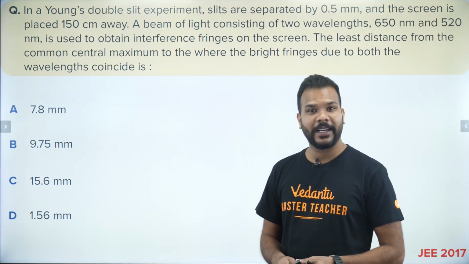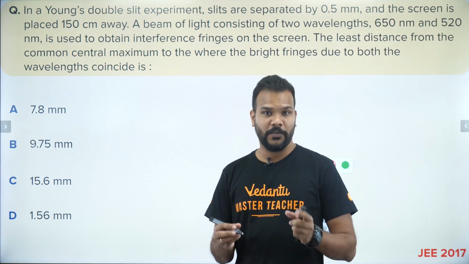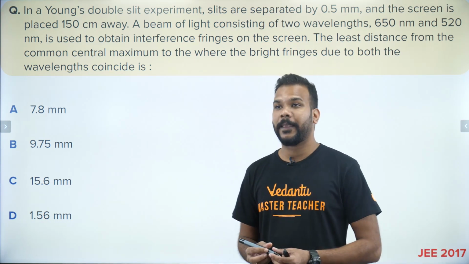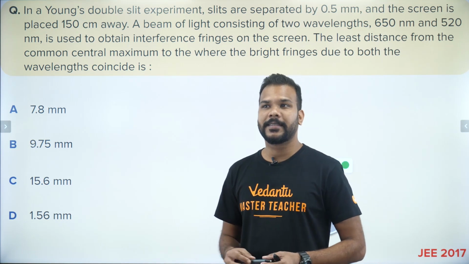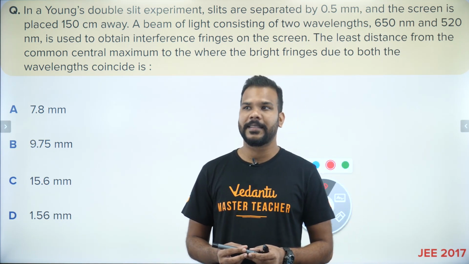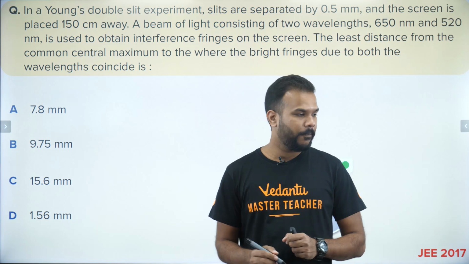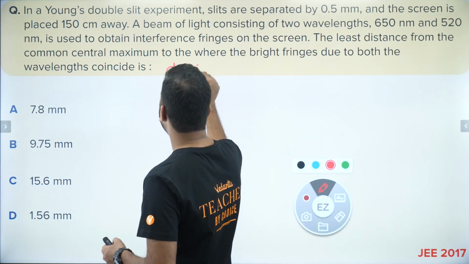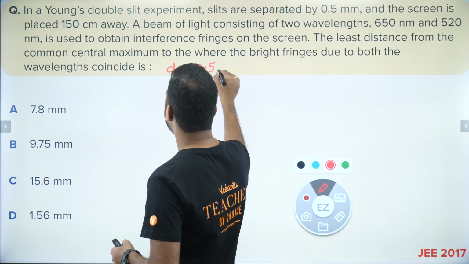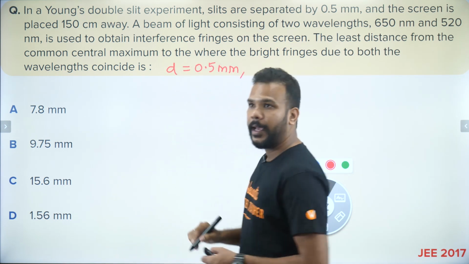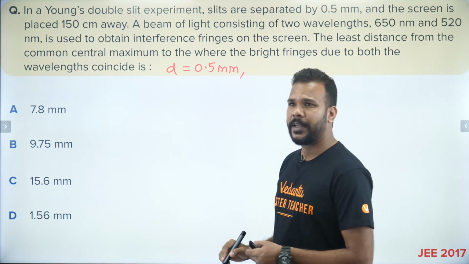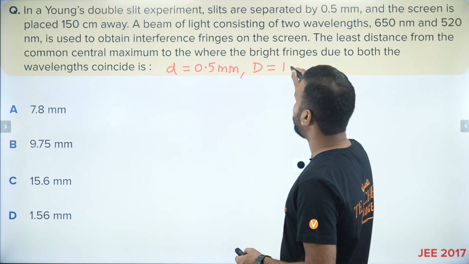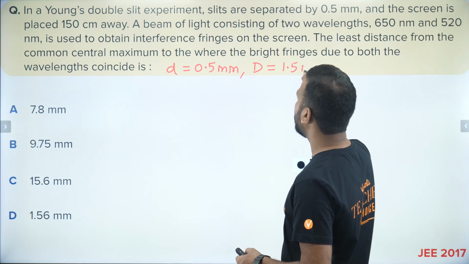So what you see on your screen is the very first question, which is from the wave optics part, and the question is from JEE 2017. Okay guys, the question says that in a Young's double slit experiment, slits are separated by 0.5 millimeter. Okay, so let me along with this start writing. So d is given to us as 0.5 millimeter. Okay, and the screen is placed at 150 centimeter away, which is basically capital D. So that is 150 centimeter, or you can call it 1.5 meters.